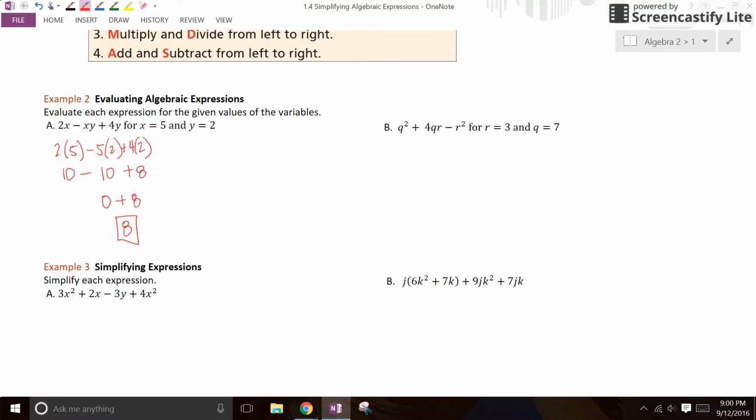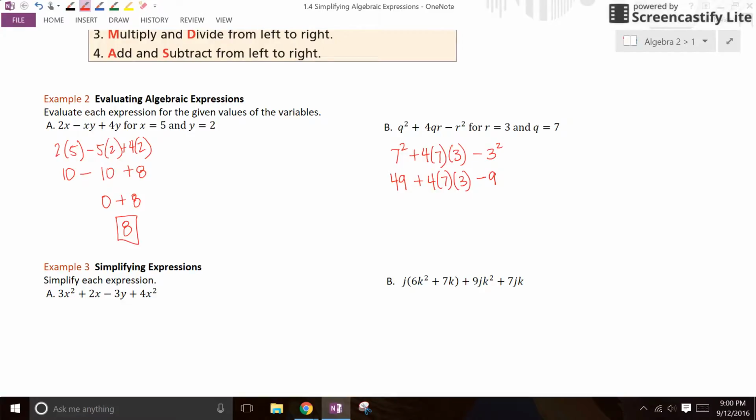Let's do the same thing on the other one. There's q, so q is 7. So I have 7 squared plus 4 times 7 times r, which is 3, minus 3 squared, or r squared. Now again, first thing you want to do is parentheses. Nothing inside parentheses to do. The 7, the 3, they're good. So we're done. And then exponents. So that would be 49 plus 4 times 7 times 3 minus, and then there's another exponent, 9. And now I've done exponents.